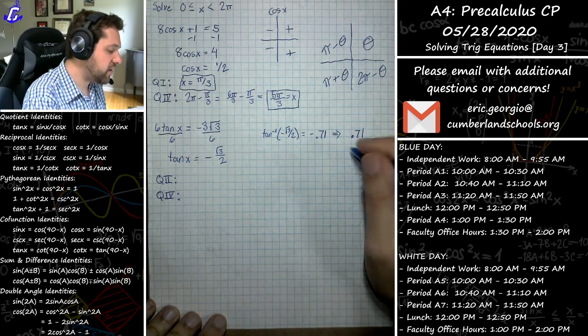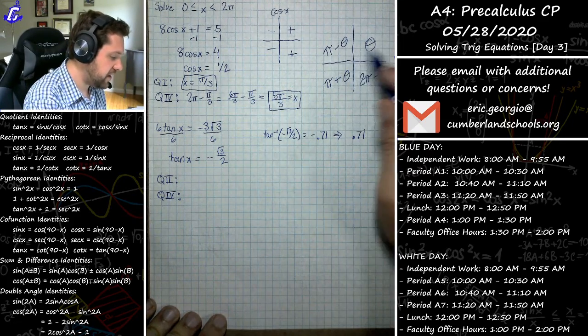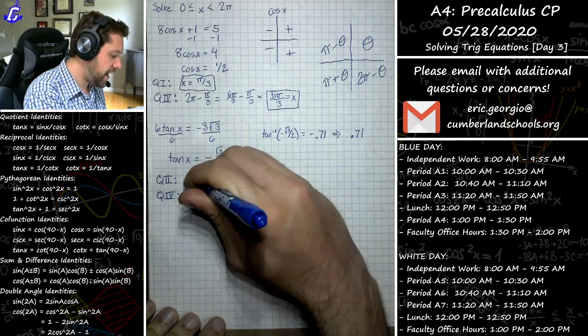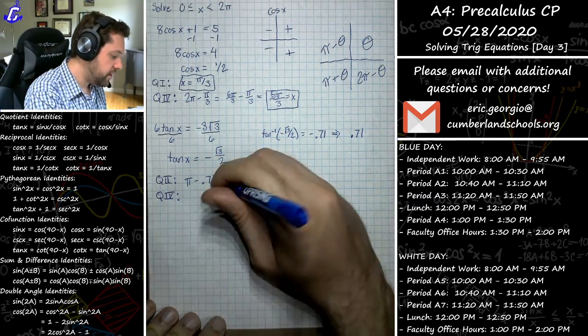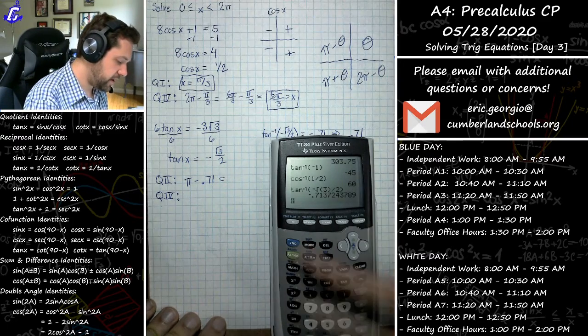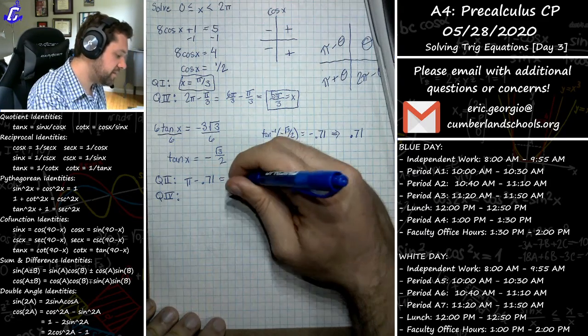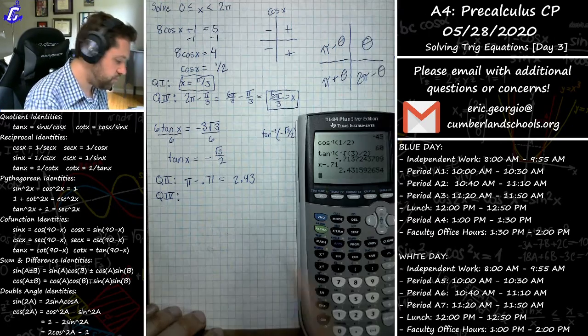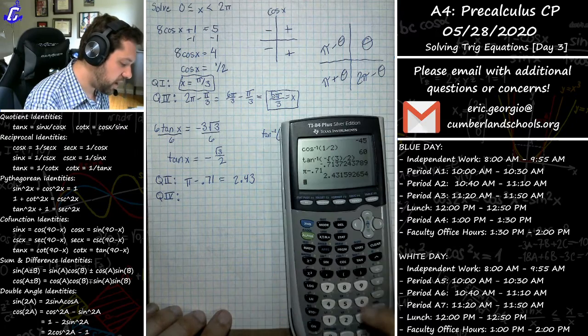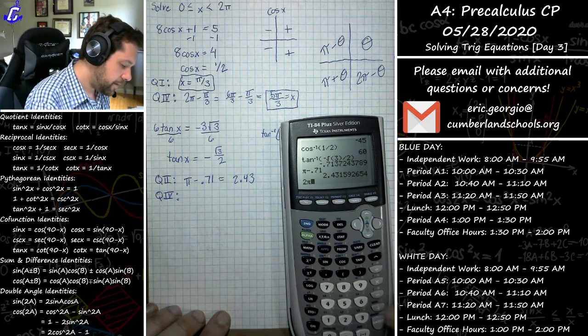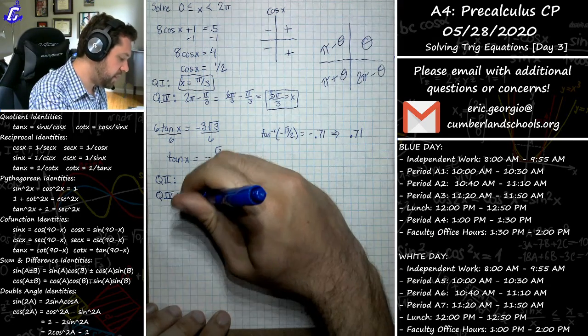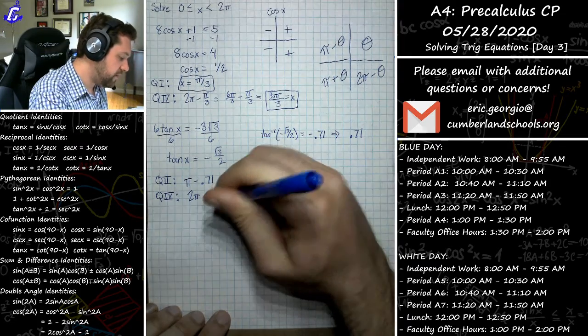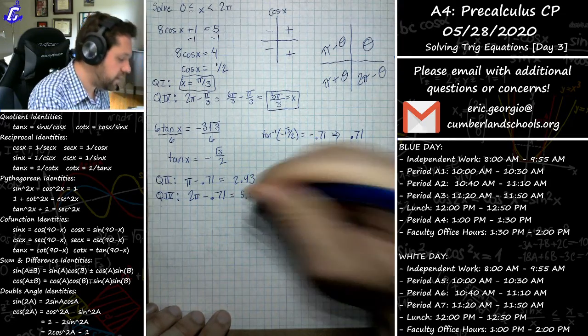Now that I have that, I can go ahead and use this and just find my angles around the circle. The quadrant 2 angle is going to be pi minus 0.71, which is, again, I'm going to have to resort to my calculator here. We got pi minus 0.71. We get 2.43 radians. Just because it's a decimal doesn't mean it's illogical or doesn't make sense. It works just as well as anything else. And for quadrant 4, I'm going to do 2 pi minus my 0.71. And we get 5.57 radians. So this is 2 pi minus 0.71, giving me my 5.57 radians.